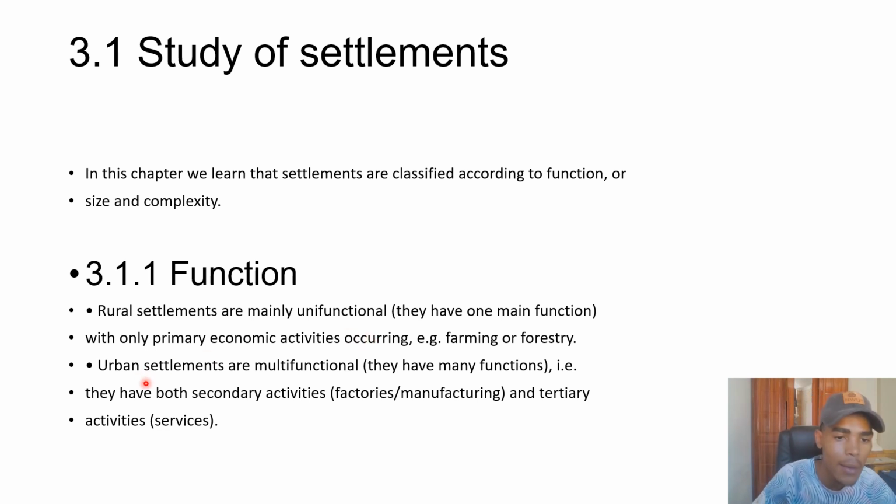So here we can see urban settlements are multifunctional compared to rural settlements. They have many functions. They have both secondary and tertiary activities, meaning they have factories whereby they practice manufacturing of goods. Then tertiary activities are all about the services. We have your stores where you're selling things that have been manufactured, and so on. Okay, I hope you're still with me.